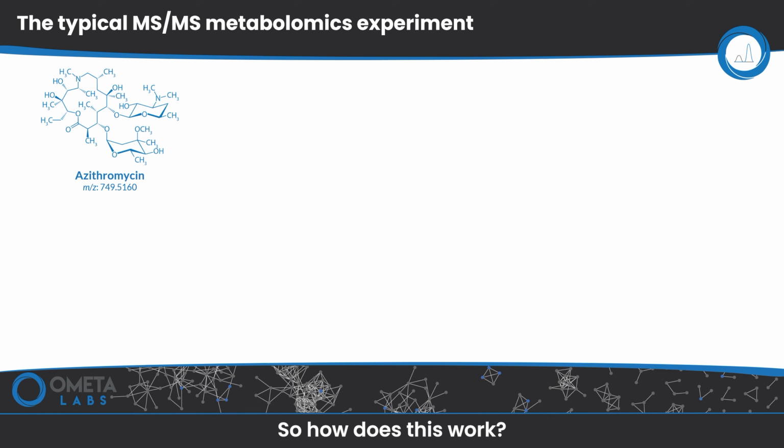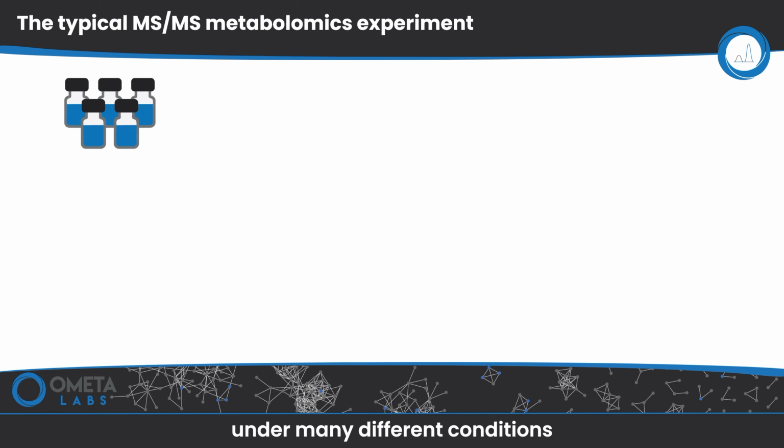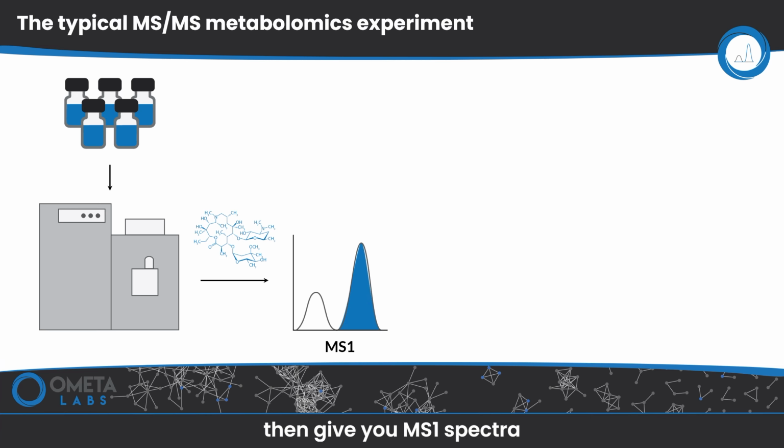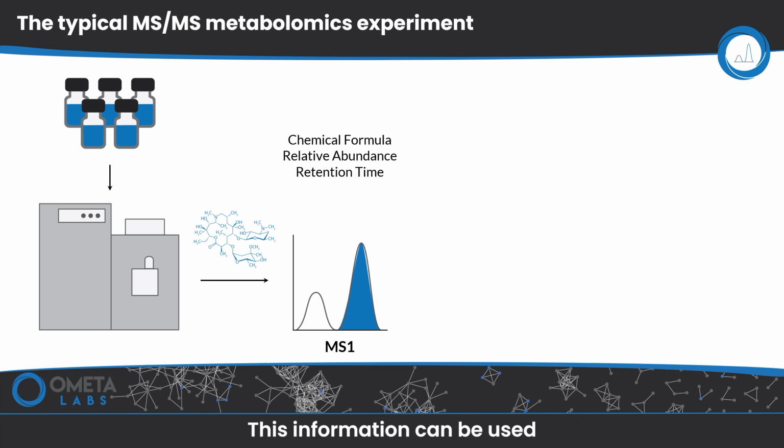So how does this work? Let's say you want to perform an experiment to discover all the potential metabolites of a drug. First, you'll collect samples under many different conditions and run them on your mass spectrometer. That mass spectrometer will then give you MS1 spectra with the mass and retention time of the metabolites in your sample. This information can be used to predict the chemical formula of your compound and provide its relative abundance and retention time. However, while important, this information is often not enough to identify your metabolites of interest.